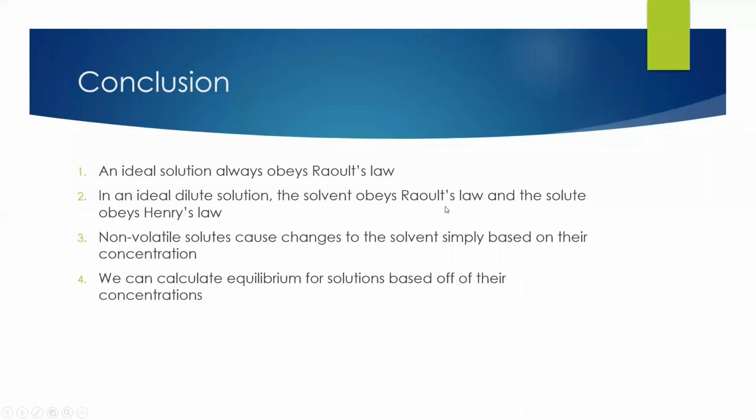That finishes us off here for solutions. So to conclude, an ideal solution is one in which the solution obeys Raoult's law. Most solutions aren't going to do that, so we instead describe solutions as ideal dilute solutions where the solvent obeys Raoult's law, but the solute obeys Henry's law. If we have a non-volatile solute that will cause changes to the solvent based on the concentration of the solute alone, this gives us colligative properties like boiling point elevation, freezing point depression, and osmotic pressure. And then we can, of course, calculate the equilibrium for solution phase reactions. In the next lecture, we are going to look into electrolyte solutions and see how electrolyte solutions differ from these solutions. And actually, they're easier to describe because we have long-range solute-solute interactions that come from the positive and negative charges that let us apply a more uniform model to them.